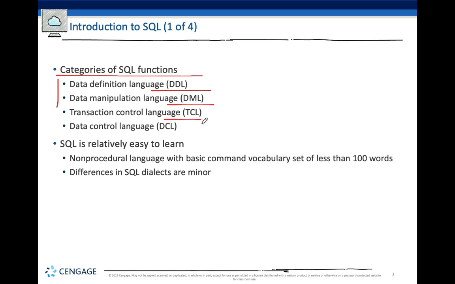Transaction control language. Now, a transaction is a logical unit of work, and the transaction control language controls how the transaction gets processed against the database. Data control language is used to define access rights to the data objects, such as giving specific users permissions to specific tables, etc.